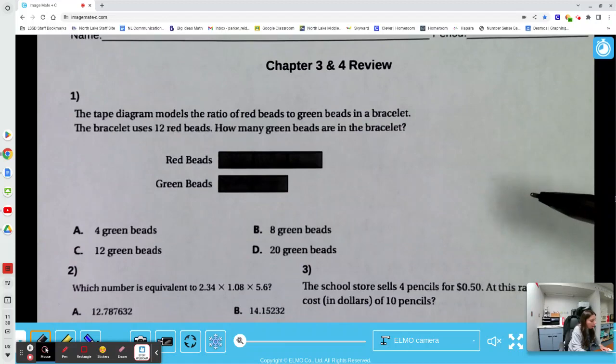Number 1, the tape diagram models the ratio of red beads to green beads in a bracelet. The bracelet uses 12 red beads. How many green beads are in the bracelet?